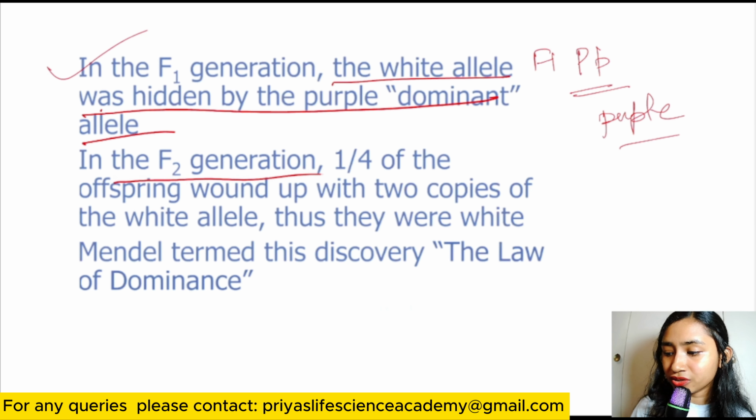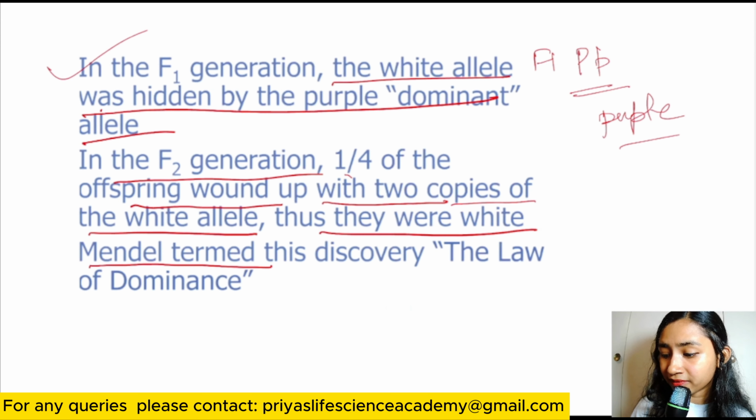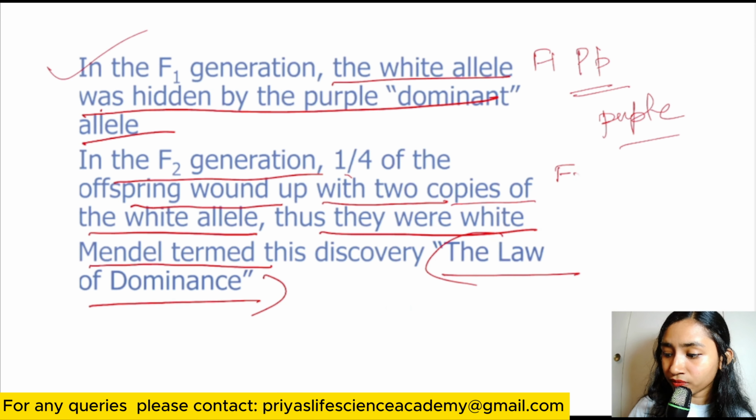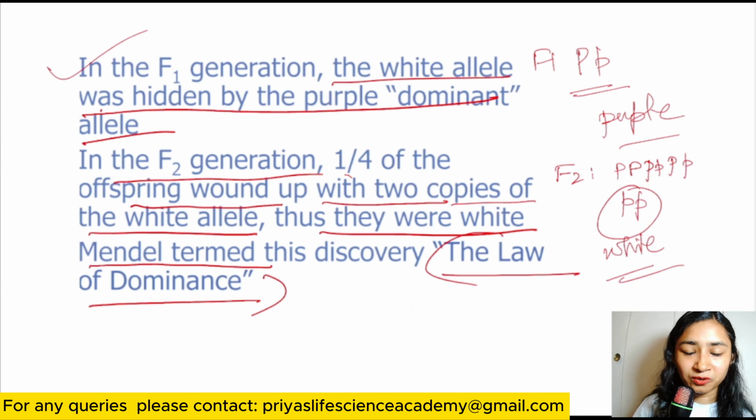In the F2 generation, 1/4 of the offspring wound up with two copies of the white allele, thus they were white. Mendel termed this discovery the law of dominance. Okay, so in the F2 generation, what we could see: capital P capital P, capital P small p, and small p small p. In the F2 generation the white allele came up, and we could see it, but in the F1 generation we couldn't see the white allele.